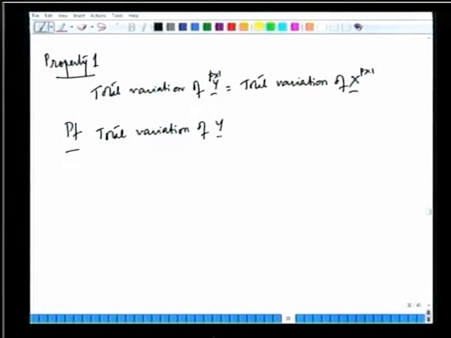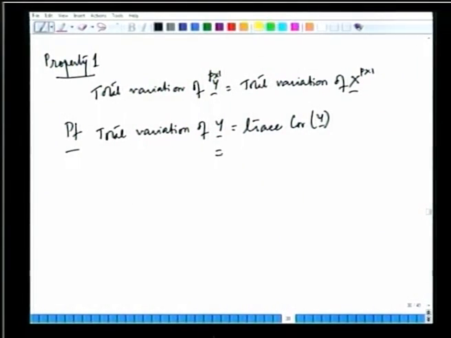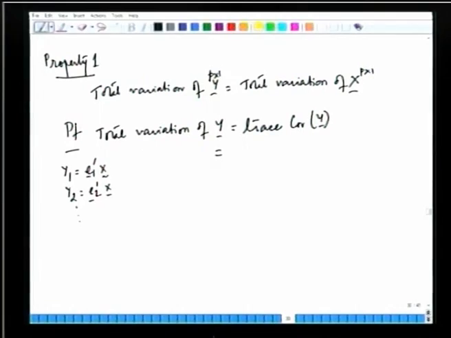What is this? By my definition of total variation of y, it should be the trace of the variance covariance matrix of y. Now, we know that this is nothing but the trace of the variance covariance matrix of y. And what is y? We have constructed the principal components in this way. y1 is the linear combination E1'x, y2 is E2'x, and similarly yp is nothing but Ep'x.